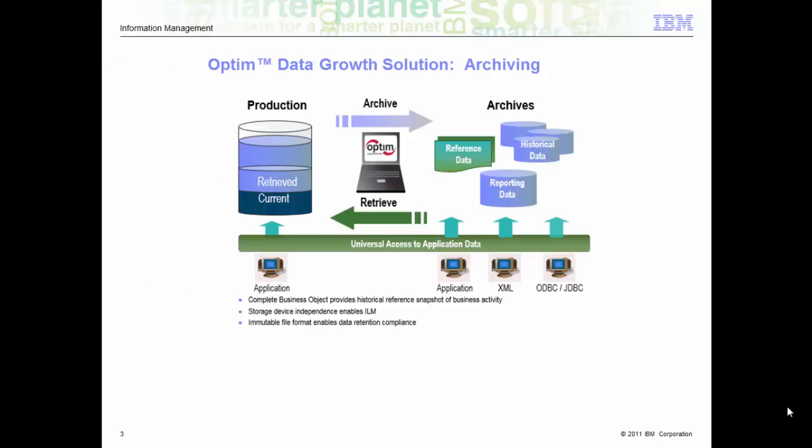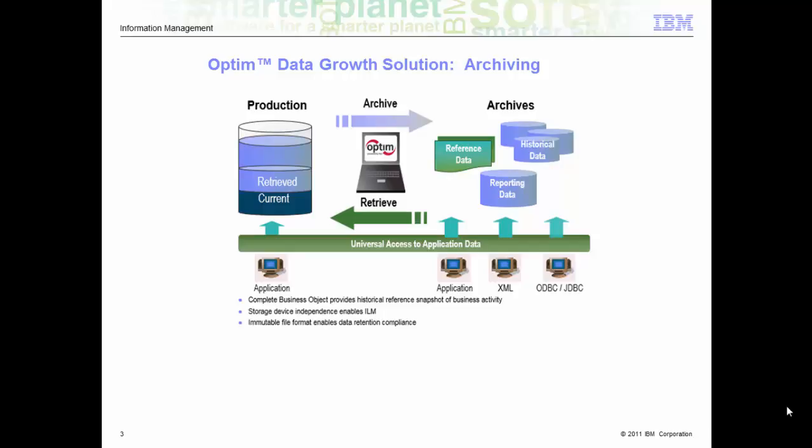The figure represents an ideal archival process. To the left is the production database from which Optim intelligently moves inactive or infrequently accessed data that still has value to lower cost storage, while retaining the data integrity in both environments. The archived data can be stored in file format or in an alternate database.